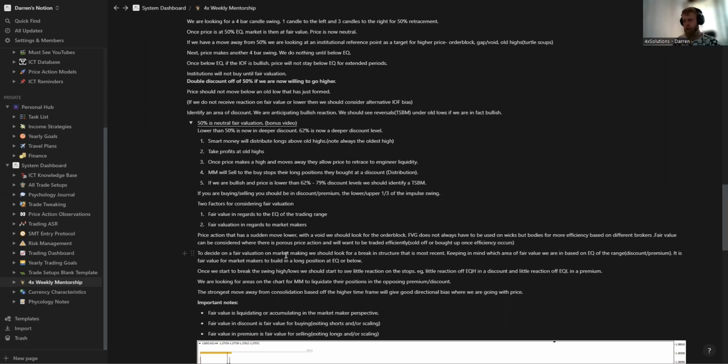To decide on fair valuation on market making, we should look for a break in structure that is most recent. We'll learn a bit more about structure later on, but basically you could use the same way of thinking in terms of structure, like a longer term or intermediate term swing high or swing low that gets broken, and that's your market structure that gets broken. Keeping in mind which area of fair value we are in based on the equilibrium, discount or premium, it is fair value for market makers to build long positions at equilibrium or below.